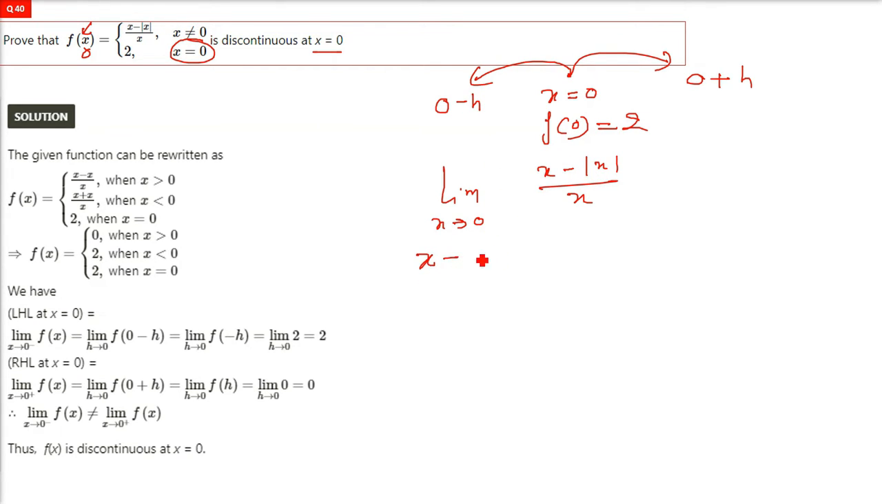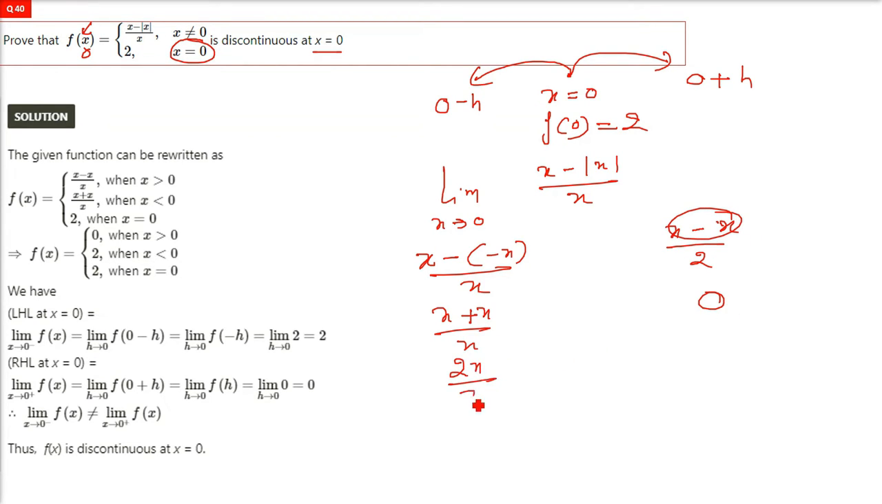So let us replace this mod x by 0 minus h in this case, because when we replace x which is lower than 0, it is negative x. Above 0, it is positive x. So x minus of minus x is x plus x divided by x. This is 0 of course. This is 2x by 2. X gets cancelled. So it is constant.